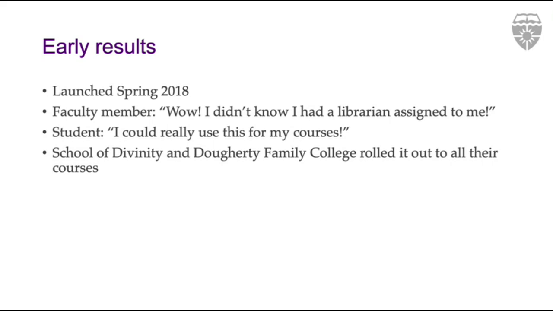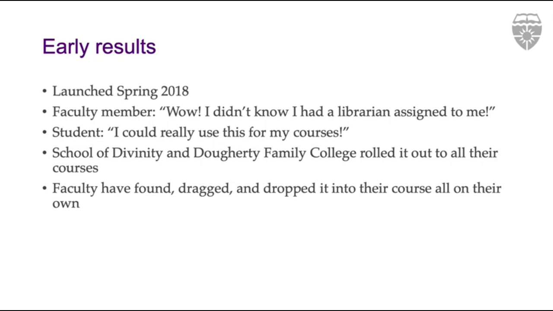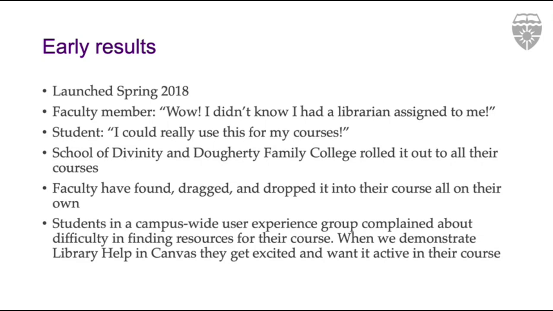School of Divinity and Doherty Family College, which is a 2-year college, had an admin assistant go through every single course and add it automatically. So we had good buy-in there. Faculty have found, dragged, and dropped it on their own. We didn't even need to market it to them. They found it, they did it. We got a call: hey, I don't have a LibGuide, or a wrong LibGuide is showing up. Can you fix that? So all of a sudden we're getting contacted. And they know who to contact now because their librarian profile shows up.